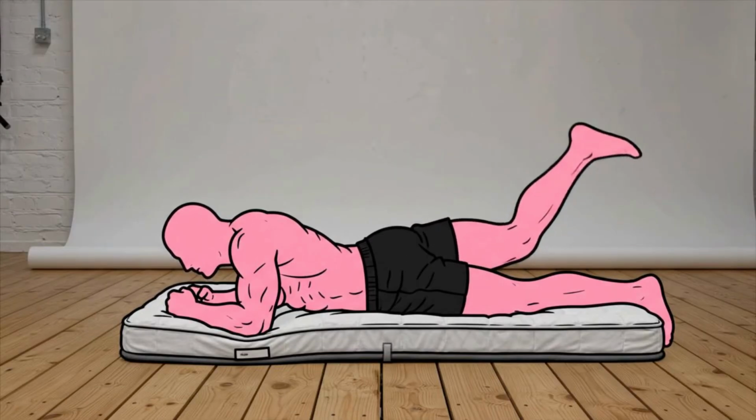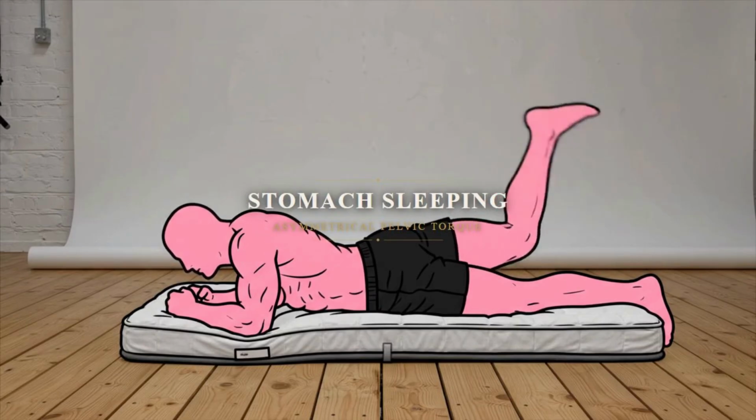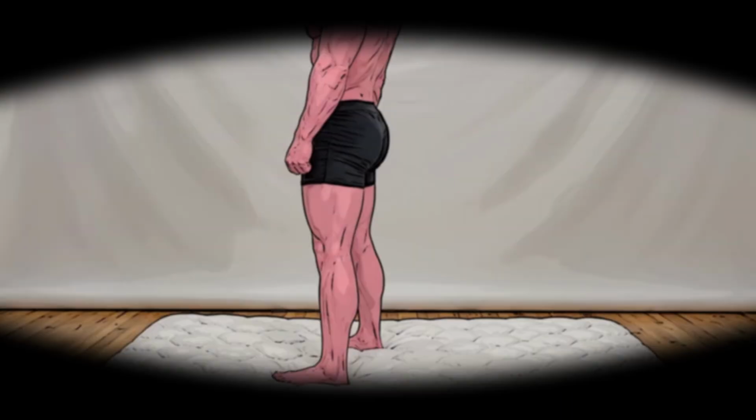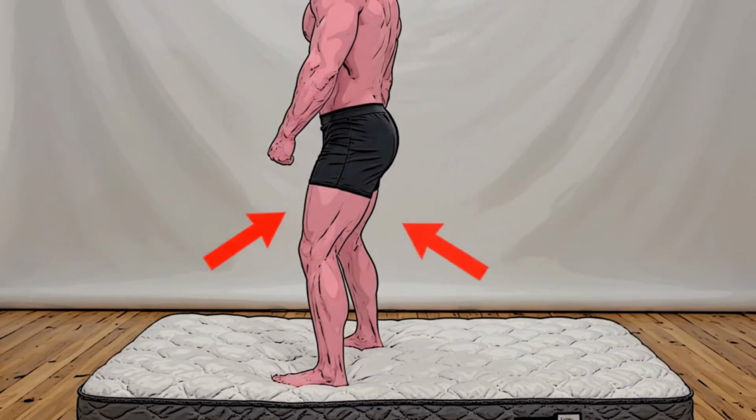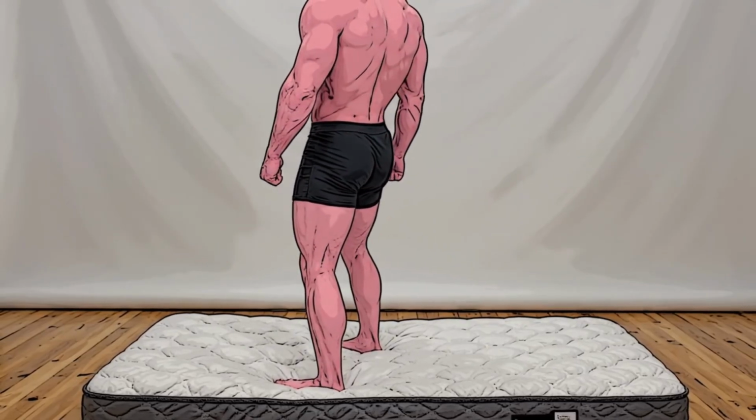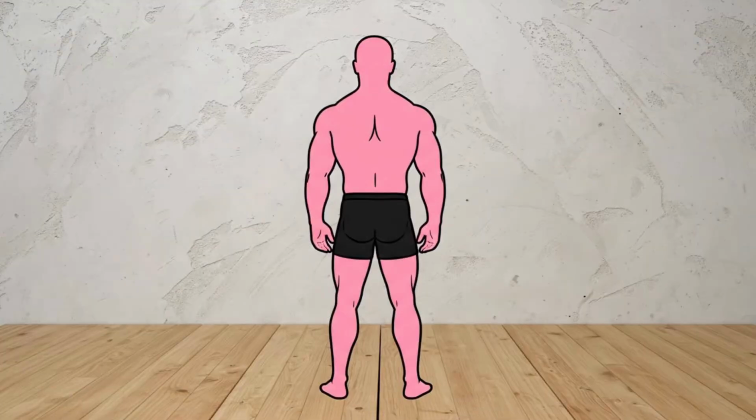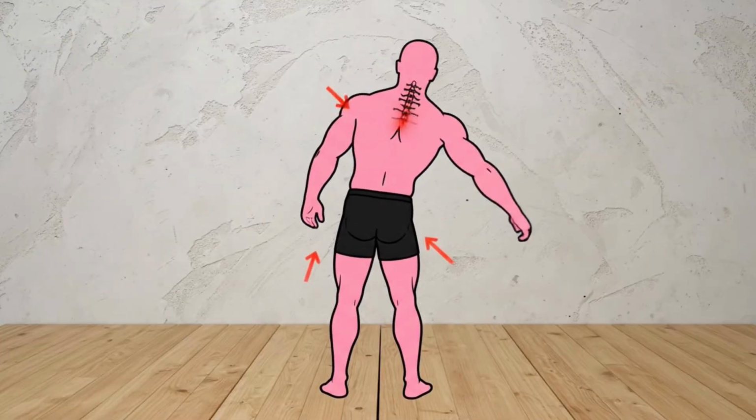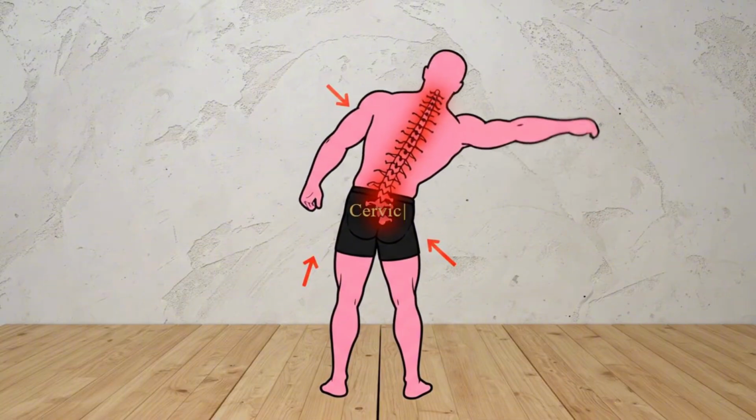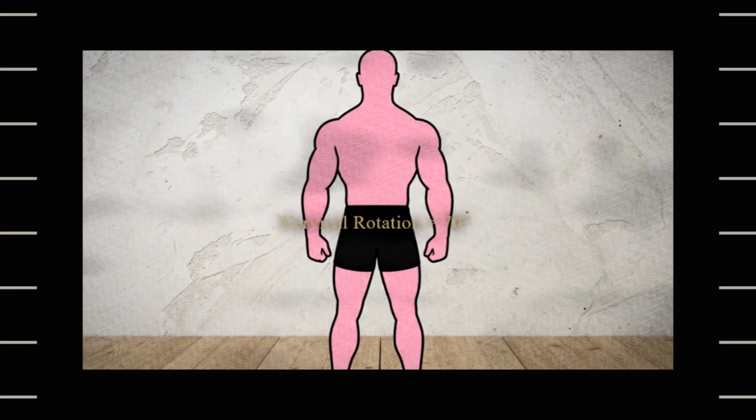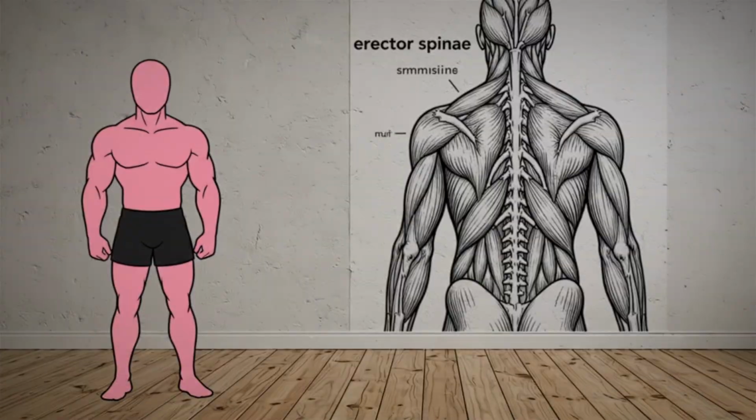Stomach sleeping with one knee raised. Every sleeping position has distinct effects on muscle growth and joint alignment. Sleeping face down with one leg pulled up creates asymmetrical pelvic rotation and continuous biomechanical distress. This stance forces the lumbar spine into lateral flexion and uneven axial rotation throughout the entire night.